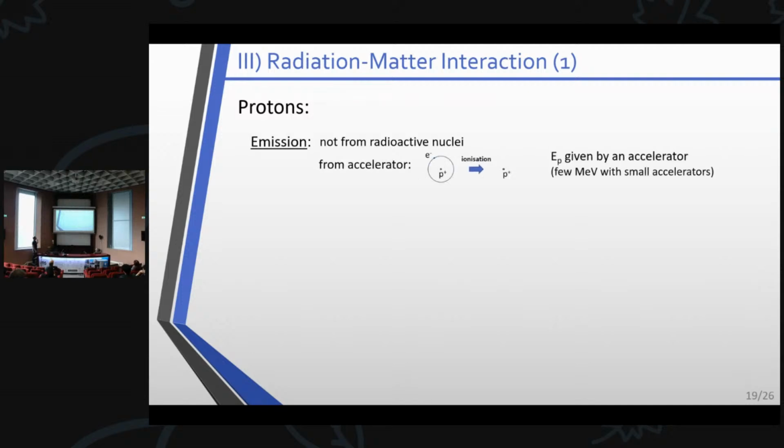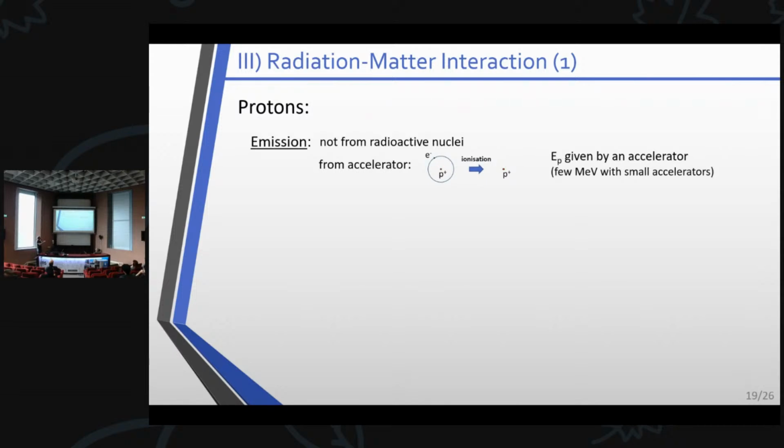The last particle I present is the proton, the simple proton. It's not emitted in a radioactive process. There is no process which can emit it from natural radioactivity. So we can produce them in accelerators by stripping an electron from a hydrogen atom.